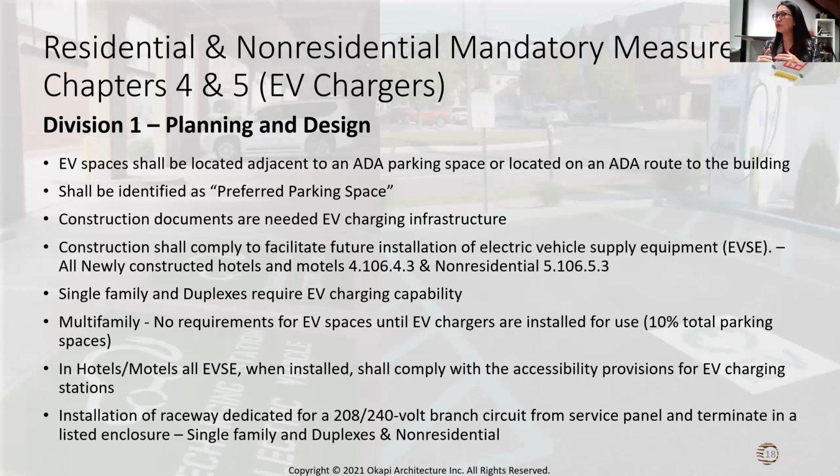You just need to prepare the infrastructure, make sure your electrical raceway connects all the way there. And I think the wiring needs to be connected as well. However, the real charging equipment does not need to be there.